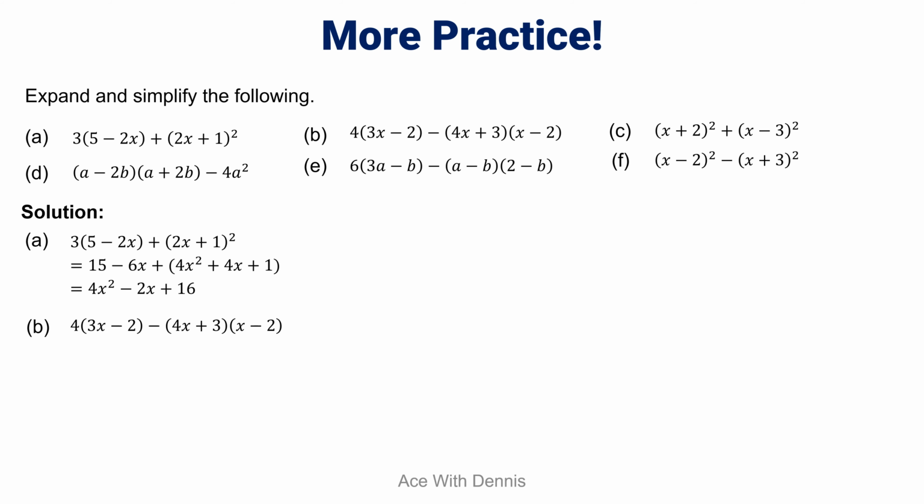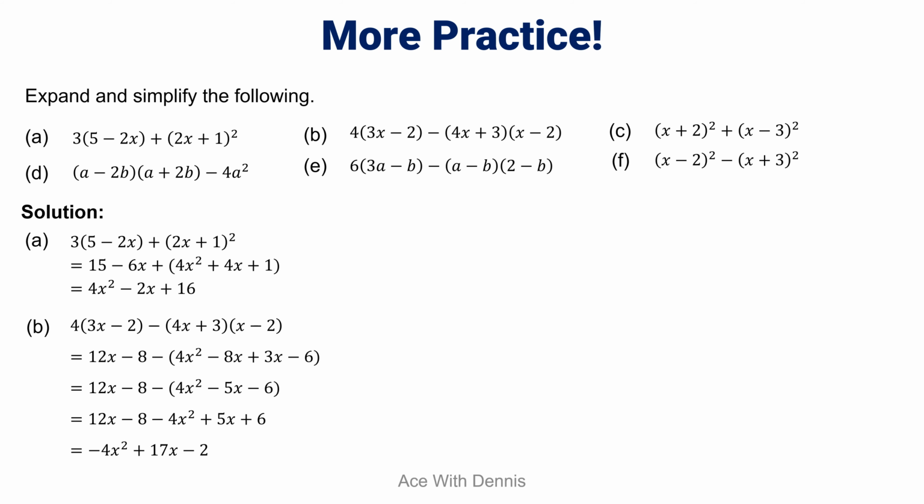B. 4 times 3x minus 2 minus bracket 4x plus 3 times x minus 2. So when we expand, we'll get 12x minus 8 minus bracket 4x squared minus 8x plus 3x minus 6. So group the like terms together, we will have 12x minus 8 minus bracket 4x squared minus 5x minus 6. Expand the bracket, we have 12x minus 8 minus 4x squared plus 5x plus 6. And the result will be negative 4x squared plus 17x minus 2.